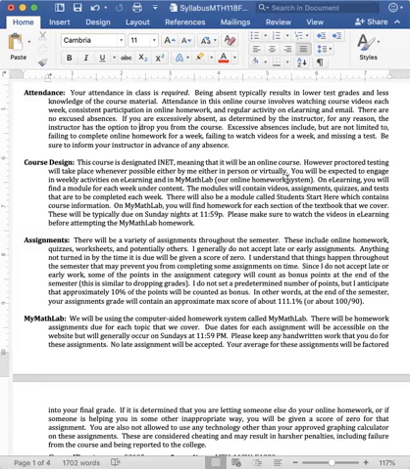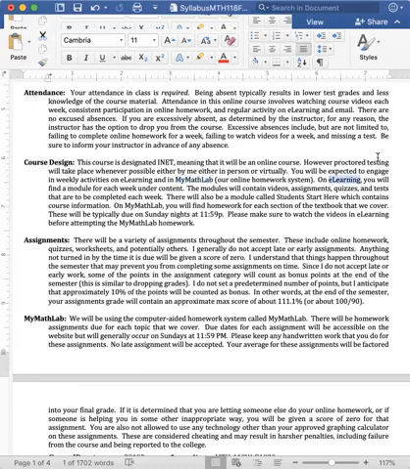A lot of your time in this course will be spent on the MyMathLab homework system and on our e-learning site. E-learning, of course, is our college course site. On e-learning, you will find a module for each week in the content tab. The modules contain videos, assignments, quizzes, tests, things that occur each week that I expect you to complete.